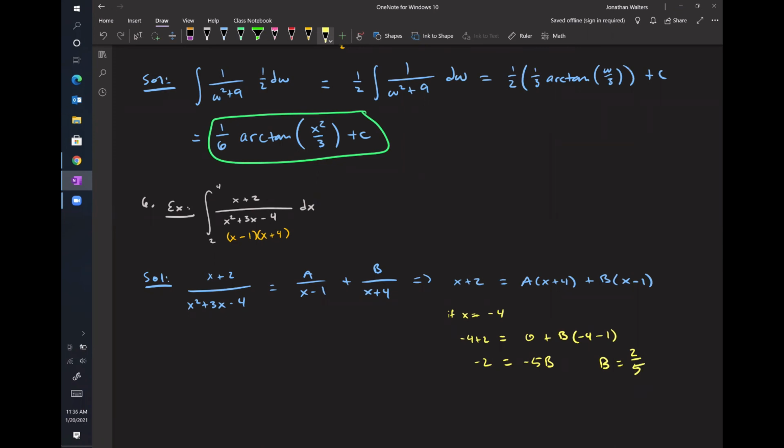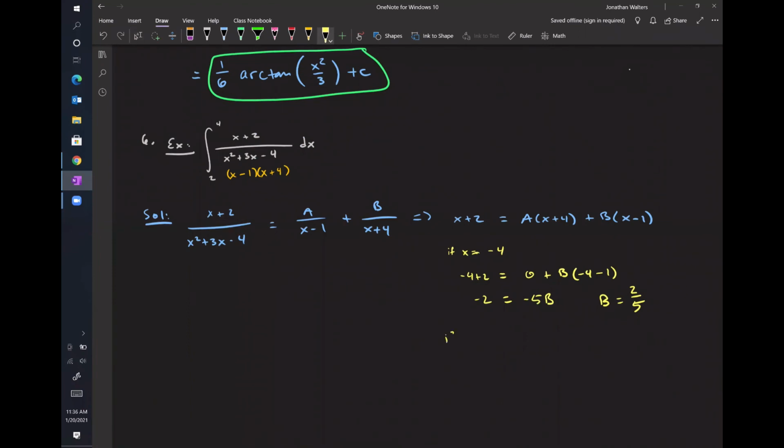And if x equals 1, we're going to have 1 plus 2 equals a times 1 plus 4 plus 0. So that's going to give me 3 equals 5a. So a equals 3 over 5.